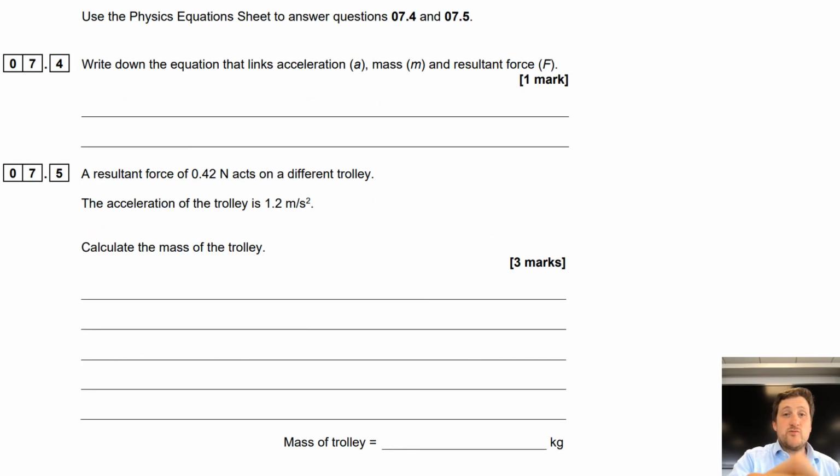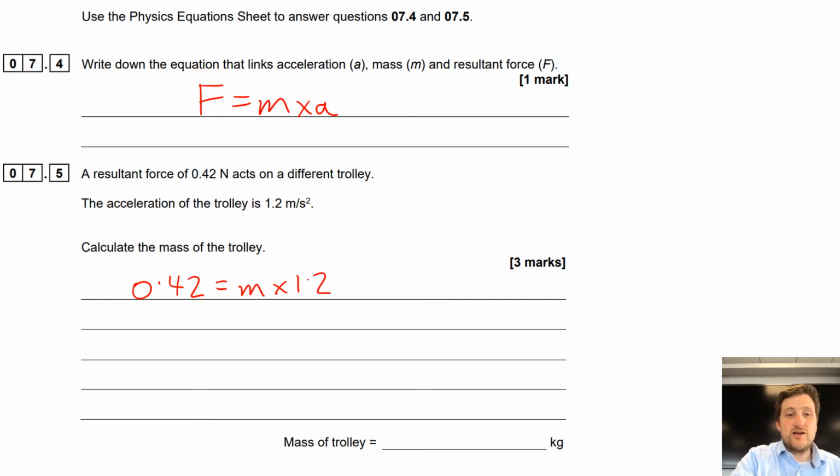Now, this question says write down the equation. Well, we've just used it actually. Force equals mass times acceleration. 1 mark. The next one is 3 marks, so we know we're going to be substituting in the numbers. Again, very similar to the last question we did. We get 1 mark for substituting in the numbers, 1 mark for rearranging to solve for mass, and our answer is 0.35 kilograms.